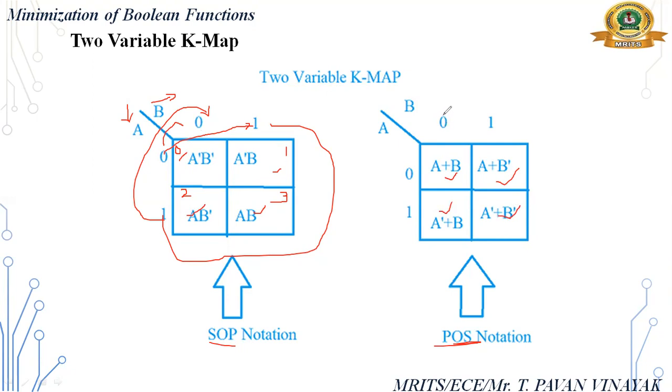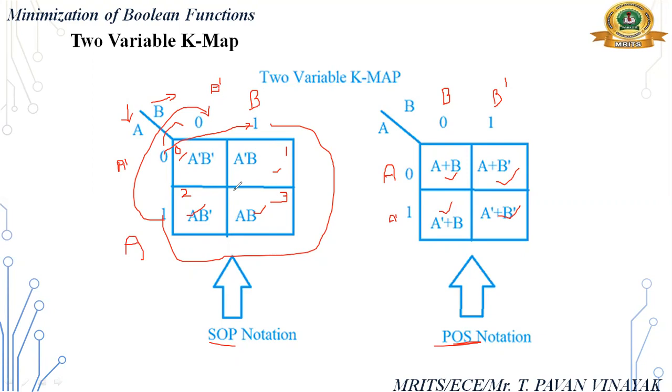So you can write this 0 as B bar, A bar for POS notation. For SOP, A bar. Sorry, this one is B. So B bar, B, A bar, A. Okay, this is the way.